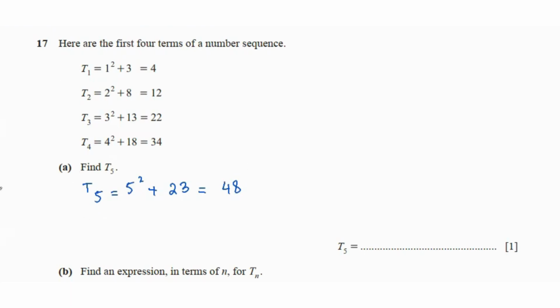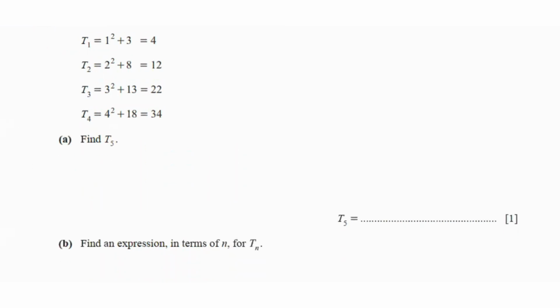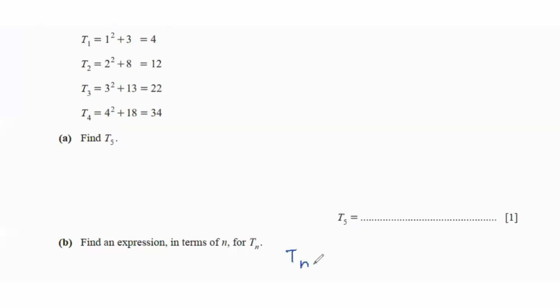Then in the next part, it says find an expression in terms of n for tn. So that's going to be tn equals n squared plus 5n minus 2. Because between 3, 8, 13, and 18, there's a difference of 5, so we multiply n with 5. And since 5n would give us 5, to make it 3 for the first term, we subtract 2. So n squared plus 5n minus 2.